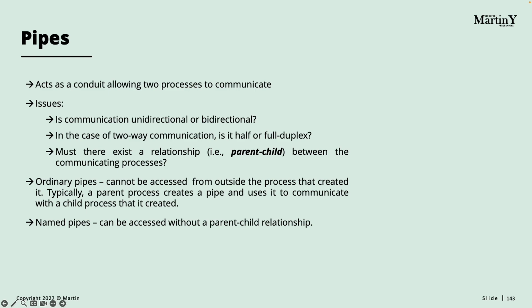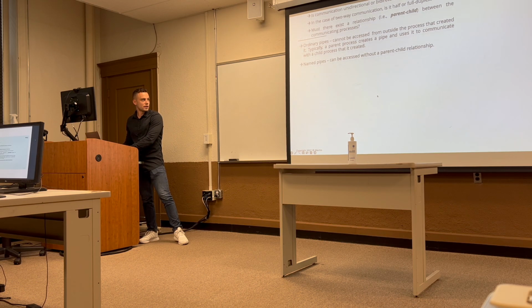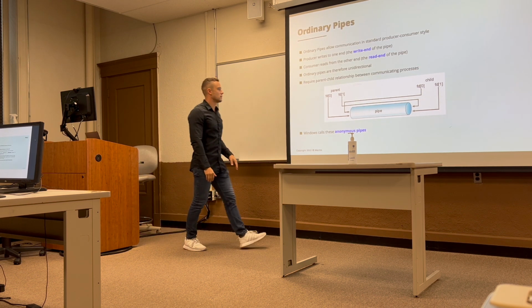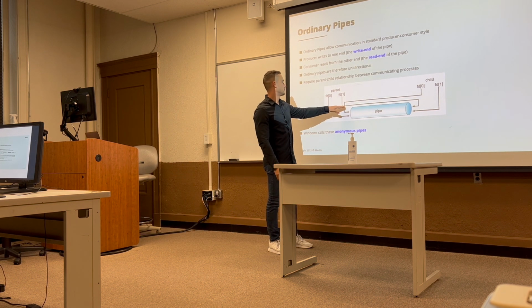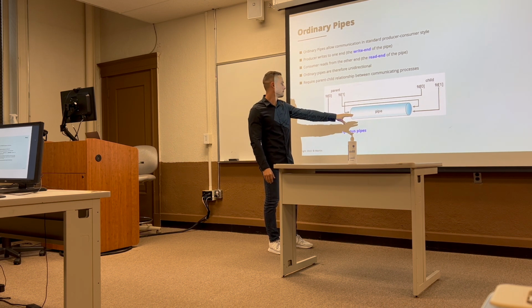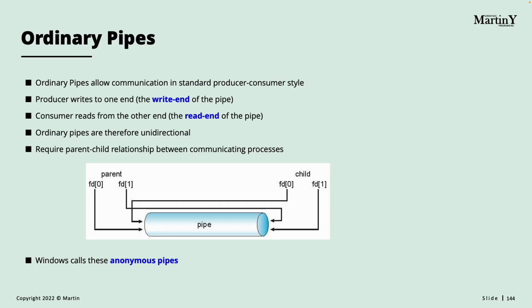Okay, and here is actually how a pipe looks. So you have, let's say, a pipe between a child and parent process, right? They have a pipe between them to communicate, and then let's say the parent can write information on one end, and then the child can receive it. Okay, and the other way around.